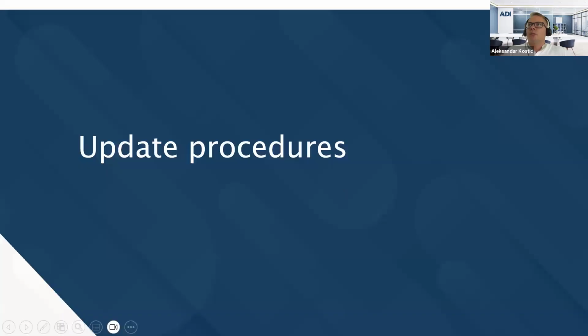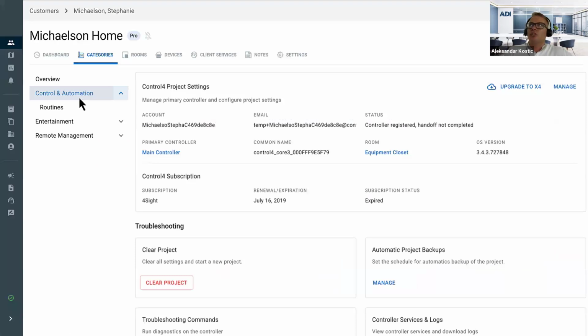Okay, so regarding the upgrade procedure itself, I already explained. It is done through the OvrC, and this upgrade to X4 button is located in the same place where you have invite customer to X4, and that is in the category control and automation. Of course, in order to be able to do all of this, you have to have your Control4 project already added as an OvrC site within the list of your customers.